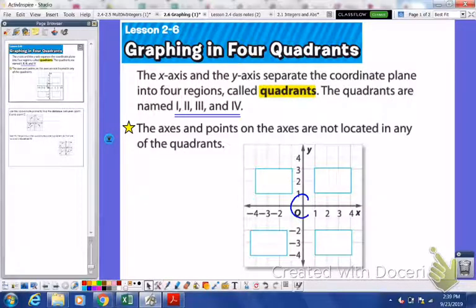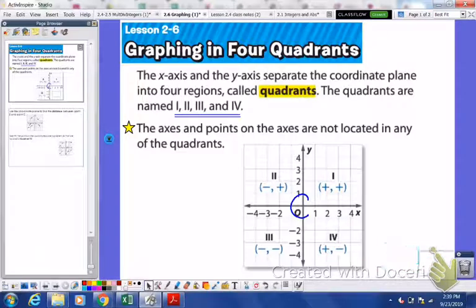So if we start with quadrant 1, then go ahead and fill in your signs. We didn't talk about our signs a lot last chapter. So quadrant 1, our x value is positive, our y value is positive. Moving right around quadrant 2, x value is negative, y value is positive. In quadrant 3, x and y values are both negative. And quadrant 4, x value is positive, y value is negative.